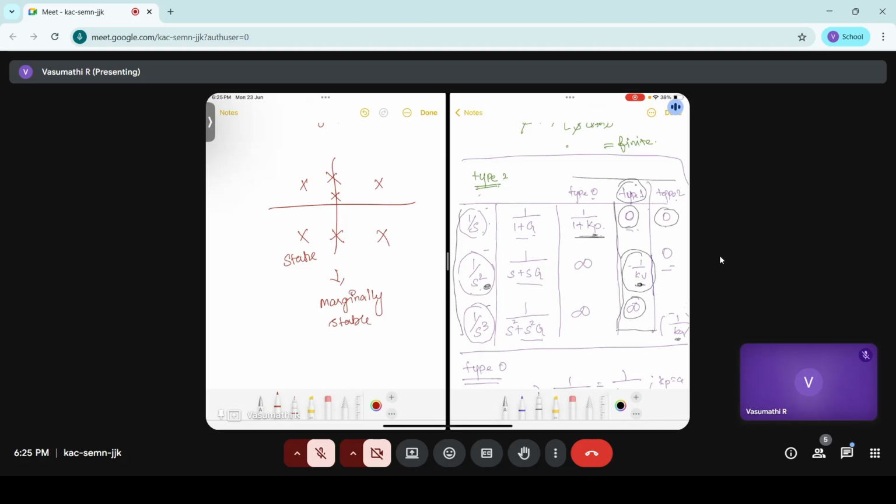Marginally stable means you cannot predict this. From this point of view, it is marginally stable. That is what we call it. It might be stable at some point, it might not be stable at some point. If I increase the time constant, it might go into the unstable region after some time. We cannot say whether it is stable or not.